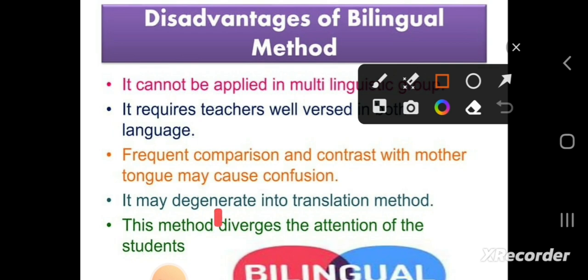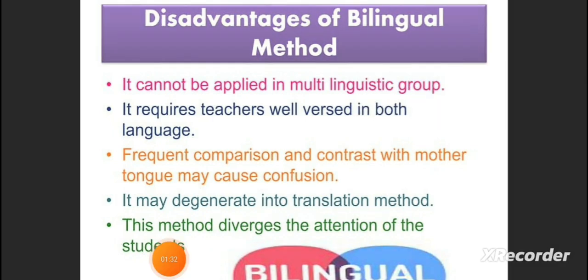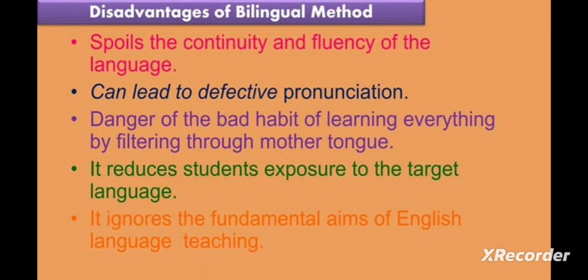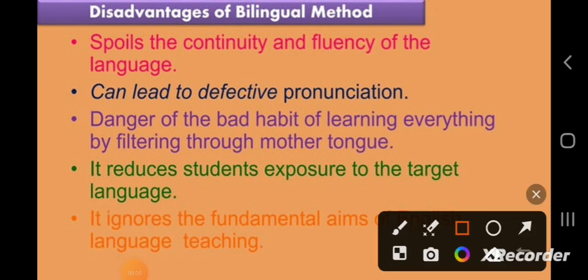This method diverges the attention of the students. The focus on explanation in two languages might detract from the attention needed for effective learning in either language. Disadvantages of bilingual method: spoils the continuity and fluency of the language. Relying on both languages can interrupt the immersion process, hindering the smooth flow of learning and reducing the time spent directly engaging with the target language.